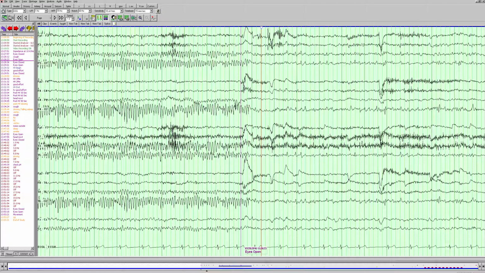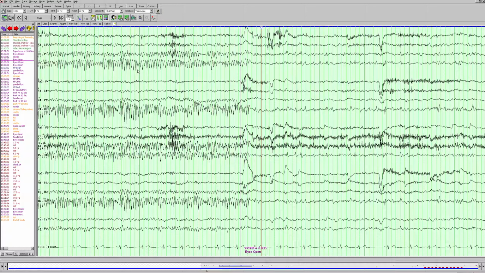Now here is the background activity, and just to point out, this is 1 second here, and what we want to do is look at a lot of different features of the background. The first feature we want to look at is the frequency. And to get that, we can just count how many waves we see in 1 second. So if we count, we see 1, 2, 3, 4, 5, 6, 7, 8, 9, about 9.5, 10 hertz. So that's a normal frequency of an adult.